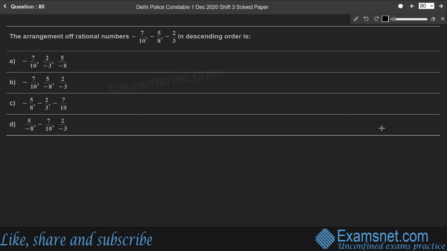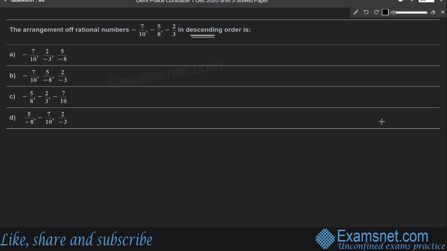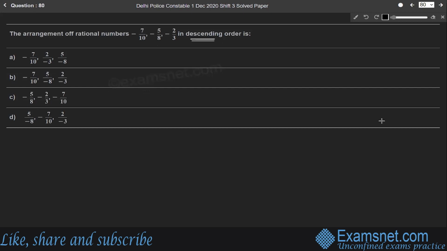Question 80. The arrangement of rational numbers minus 7 by 10, minus 5 by 8, minus 2 by 3 in descending order is. So here, solution. The numbers are minus 7 by 10, minus 5 by 8, and minus 2 by 3.